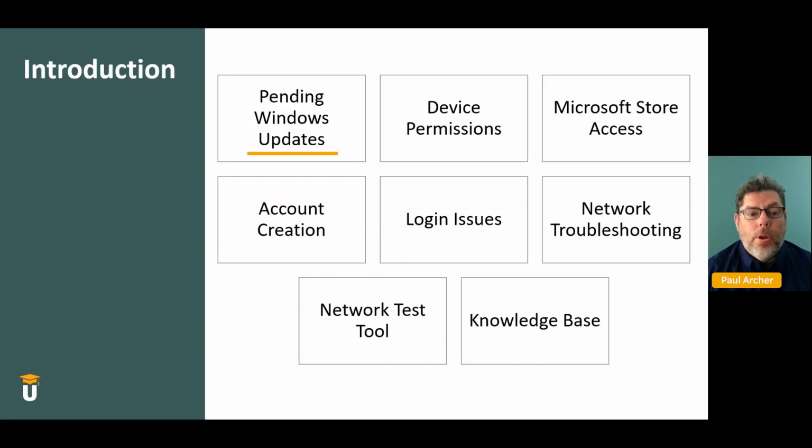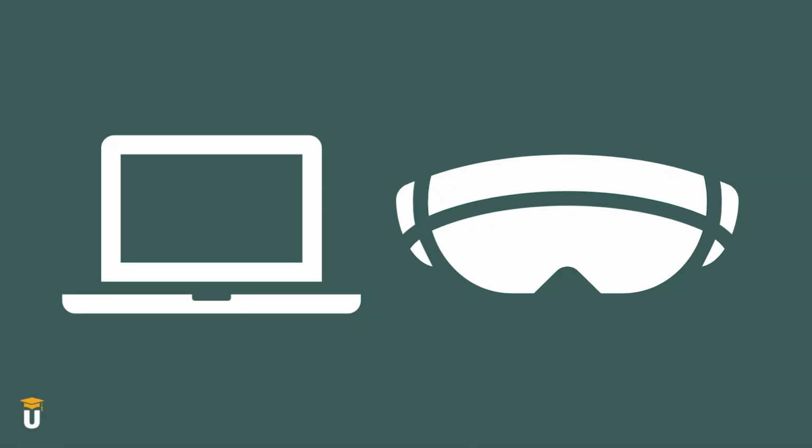We'll be going over the Windows updates, the device permissions, having access to the Microsoft Store, how we go about creating accounts, some of the known login issues, network troubleshooting, how to use the network test tool, and lastly to point you to the source of information, the knowledge base. You'll notice as we go through the slides, in the top right-hand corner you'll see one of these two icons. These icons just depict whether I'm talking about the PC or the HoloLens.